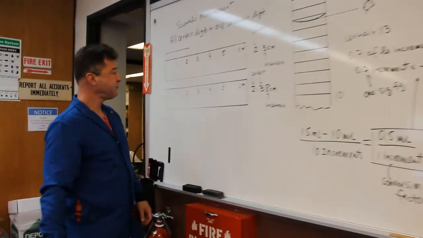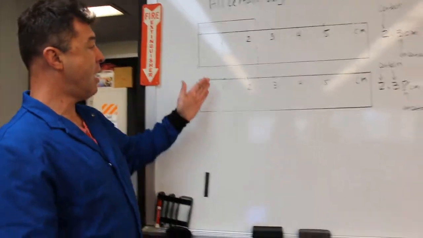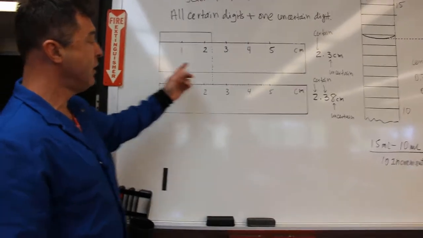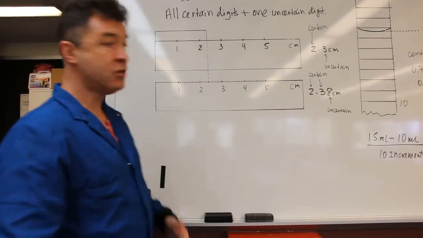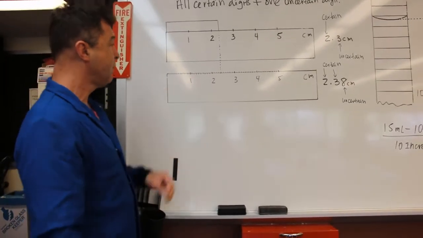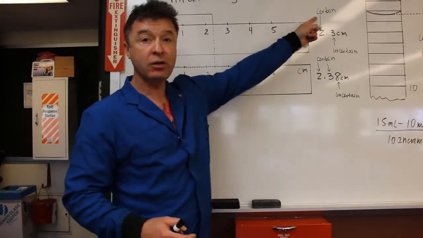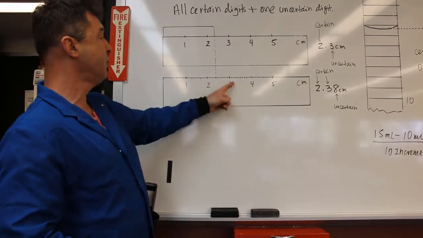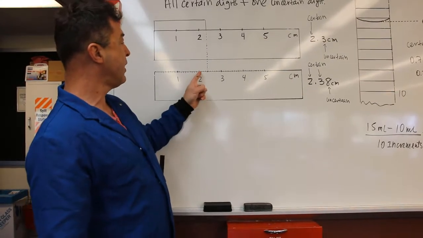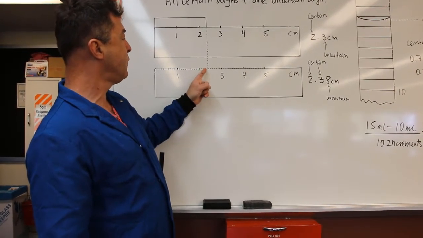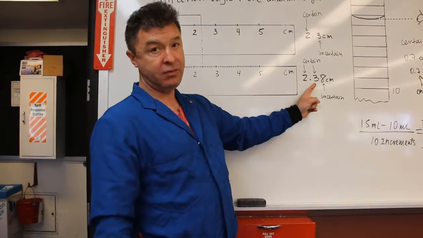Next, I now use the ruler that has more precision. This one is in the tenths place, but this one is in the hundredths place. So how do I do the measurement with this ruler? I know I have to record all certain digits plus one uncertain digit. My certain digit is definitely 2, because it's between 2 and 3, so I put it right there. Also, it's between 3 and 4 in the tenths place, so I know it's definitely 3 here.